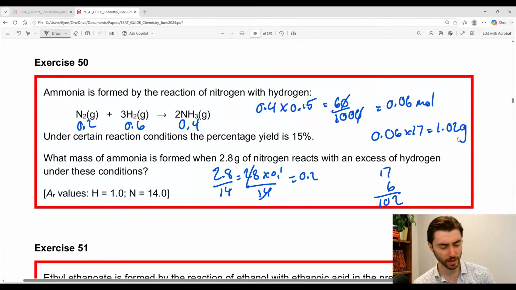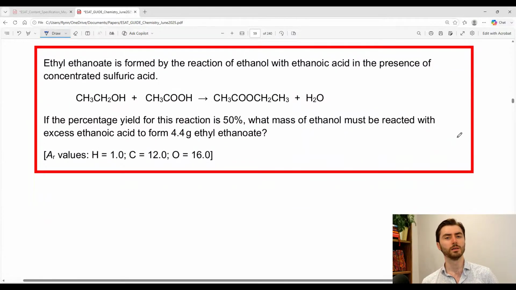1.02 grams, I think. Here, if the percentage yield is 50%, what's the mass of ethanol that must be reacted with excess ethanoic acid to form this? Ethyl ethanoate, right?